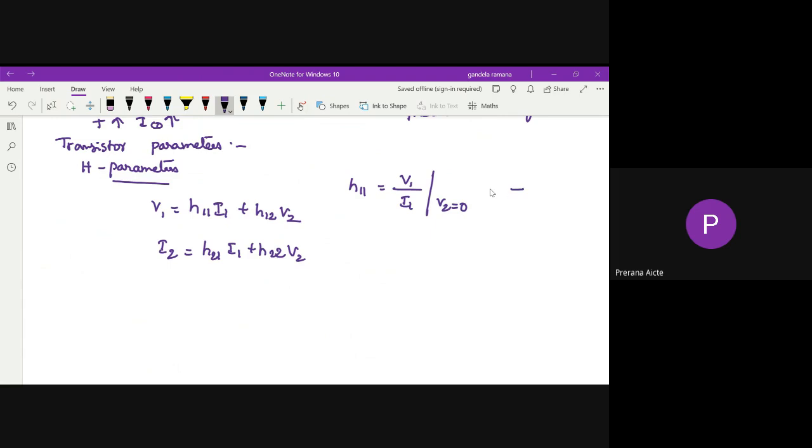Here the 1 means input. So input voltage by input current. That's why it is called input impedance. In the same way, H21 is equal to I2 by I1, with V2 equal to 0. Gain means output by input. So here, current gain, that is I2 by I1. That's why it is called forward current gain.